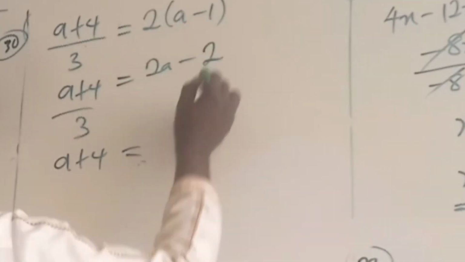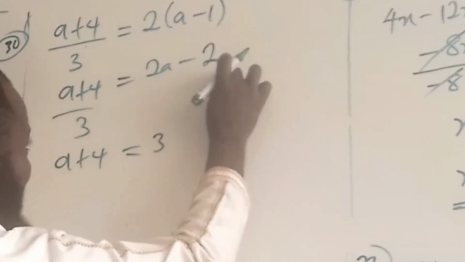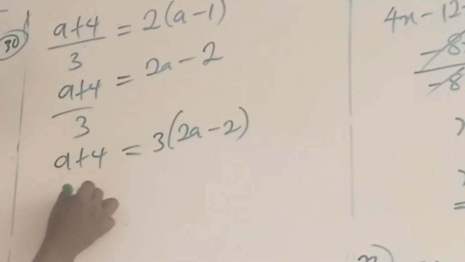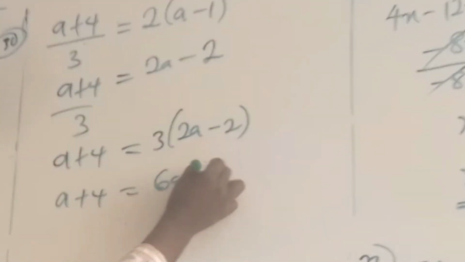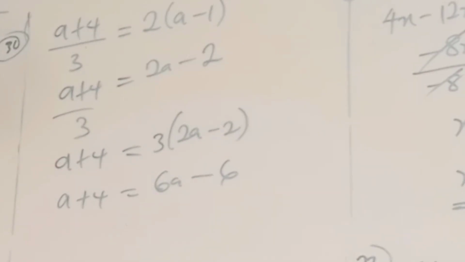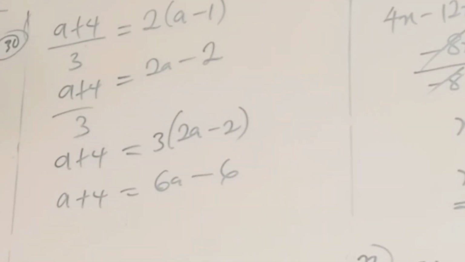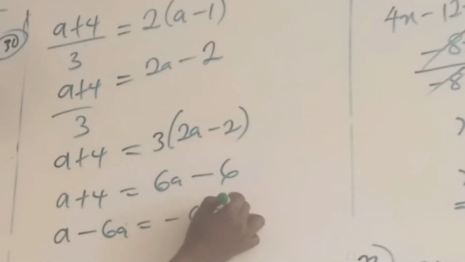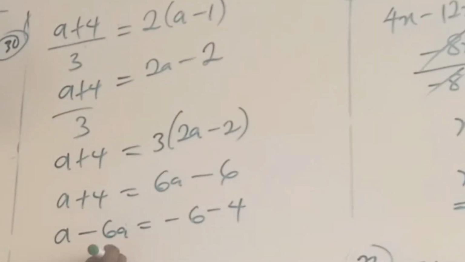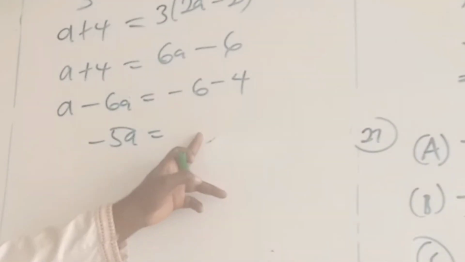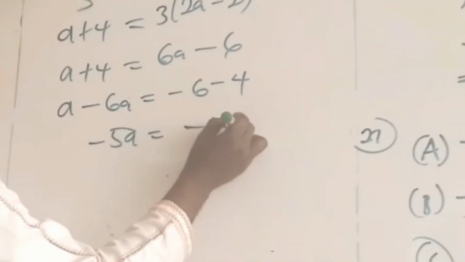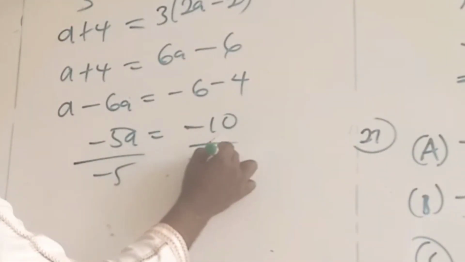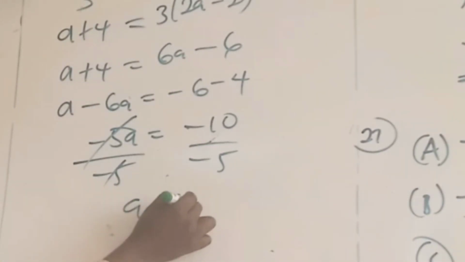3. So when you multiply both sides by 3, you have A plus 4 left here. That's what we multiply by everything here. 2A minus what? 2. So that gives A plus 4 equals 6A minus what? Minus 6. We collect what? Like terms. That means A minus 6A equals minus 6 minus 4. This gives us minus 5A. And this gives us minus 10. You divide both sides by what? Minus 5. So A equals what? 2.